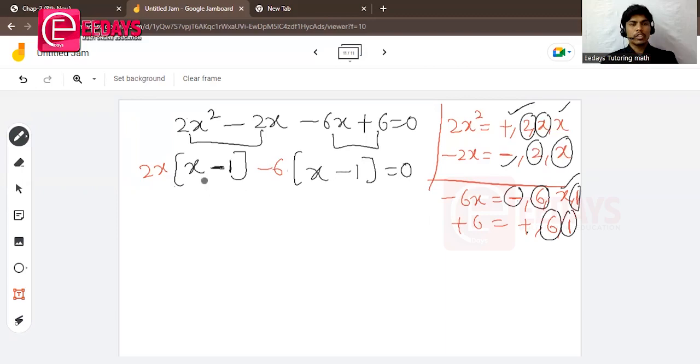Okay, now what is common here? X minus 1, x minus 1. Let's take x minus 1 as common. You left with 2x and minus 6. 2x minus 6 is equal to 0.